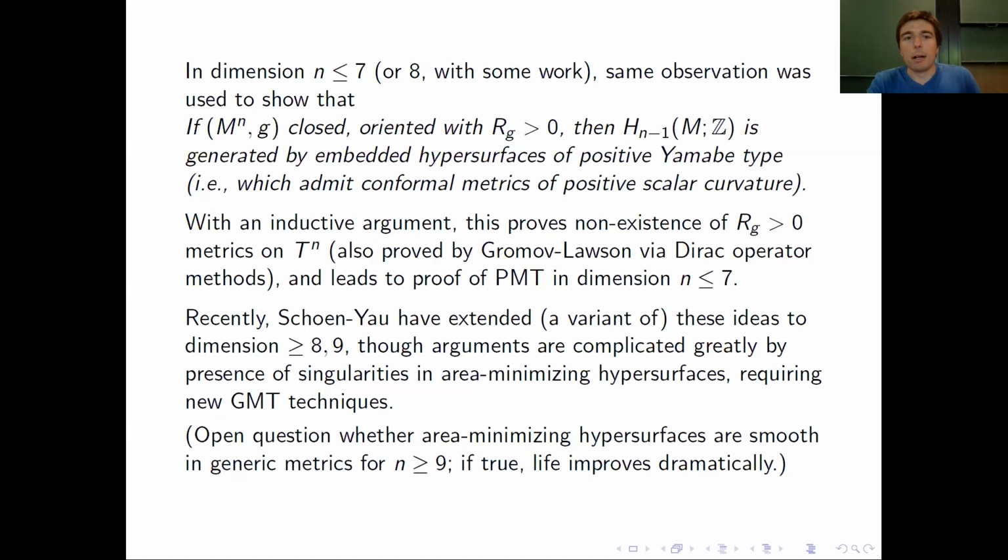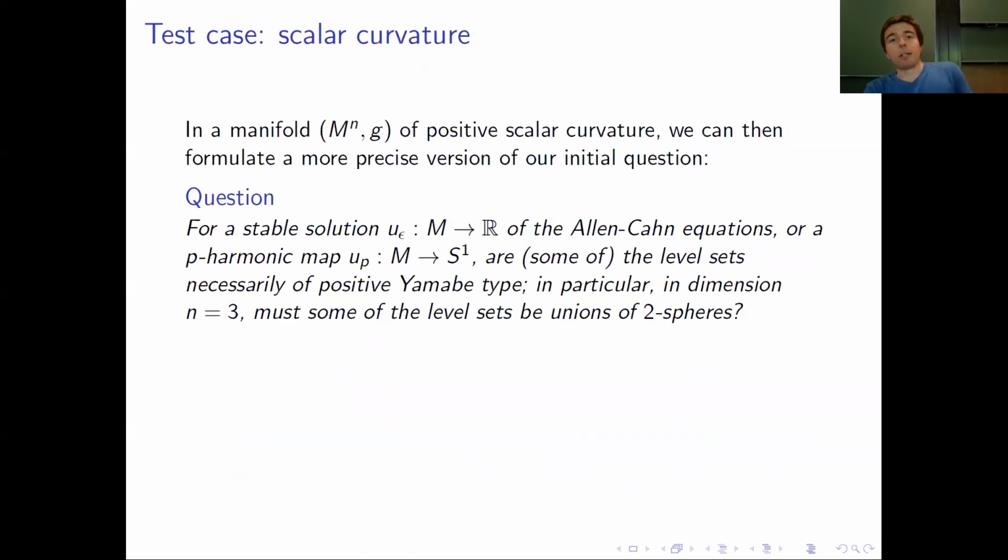Anyway, returning to this question about level sets. Testing out our initial question in the positive scalar curvature world, you can ask the following. For a stable solution of the Allen-Cahn equations, say, or for one of these p-harmonic S1-valued maps, are some of the level sets, well, in high dimension, you would want to ask if they're of positive Yamabe type. But in dimension 3, we have the more modest question: should some of the level sets be, say, unions of two spheres, or at least have two sphere components?